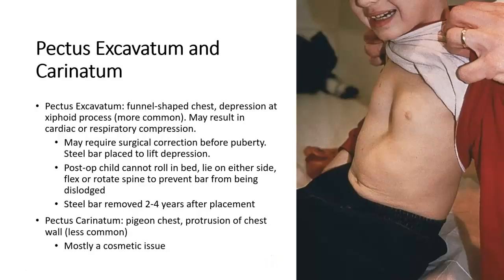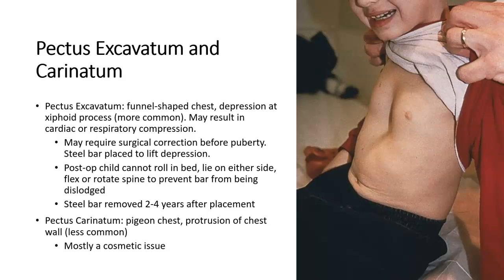First, we will discuss pectus excavatum and carinatum. Pectus excavatum is a funnel-shaped chest. You can see it in the image on the right of your screen where you see a depression typically at the xiphoid process. This condition is more common than pectus carinatum. Pectus excavatum may result in cardiac or respiratory compromise. As you can imagine, the more severe the depression in the chest is, the more issues with compression and compromise of the cardiac and respiratory system.